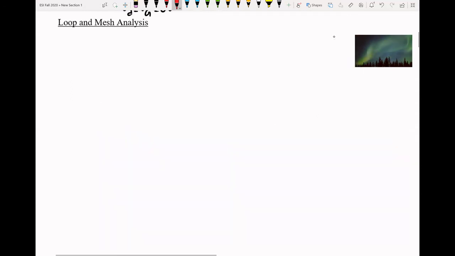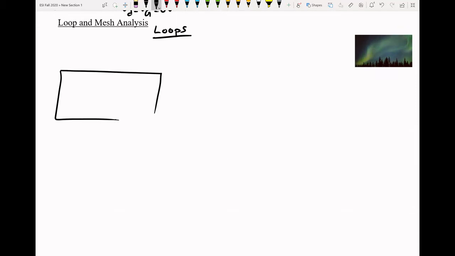Okay. Mesh loop analysis. So what is mesh loop? Once again, as the name implies, we need loops. So if I go and draw a circuit out for us, we're actually going to draw the same circuit as before.